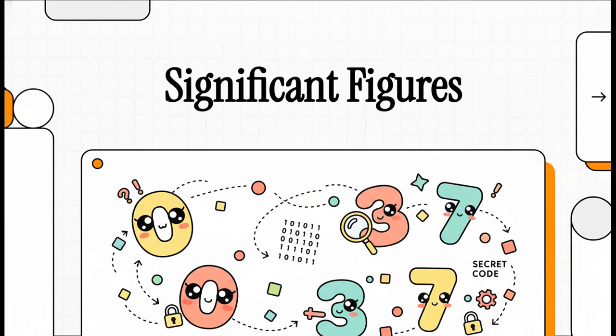Have you ever looked at a number and just kind of assumed you knew what it meant? Well, what if I told you that numbers have a hidden language, a secret code that tells you just how precise they really are? Today, we're cracking that code. We're talking about significant figures.